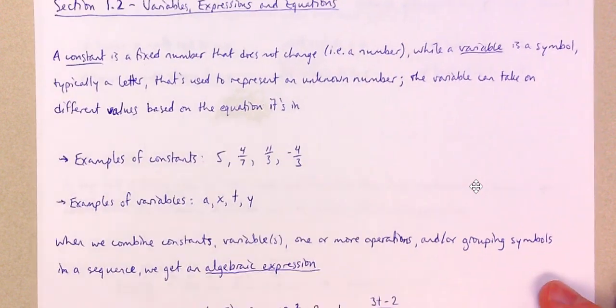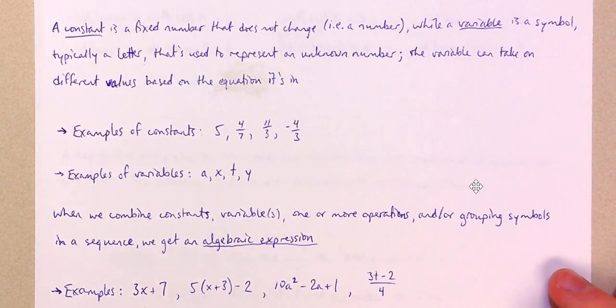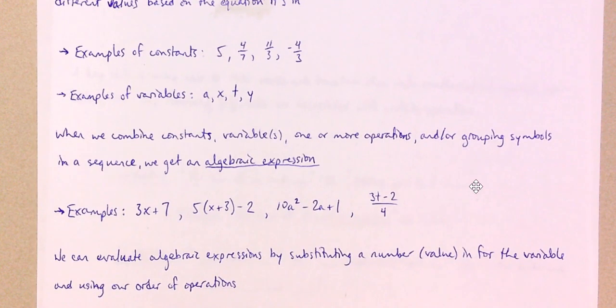So when we take constants and variables, one or more operations, and potentially grouping symbols as well, and we put them in a logical sequence, we get what's known as an algebraic expression. And we have some samples of algebraic expressions right here. We see some basic adding of things, subtracting of things. Here we have an exponent in this one, and we're doing some dividing here.